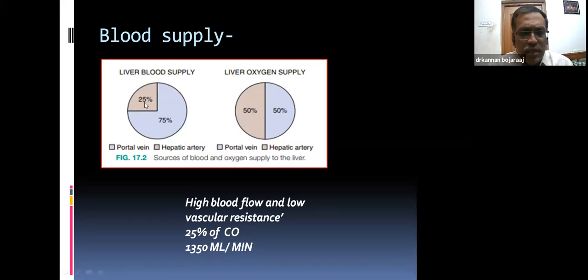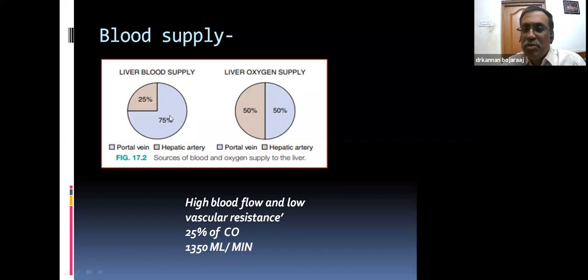So the hepatic artery supplies 25% and the portal vein supplies 75% of the blood supply. But as far as the oxygen supply is concerned, the hepatic artery takes care of 50%, and the portal vein, even though it is 75%, carries venous blood and covers only 50% of the oxygen supply. That is the point we have to remember, because blood flow to the liver is most important in case of deranged anatomy and physiology of the liver.